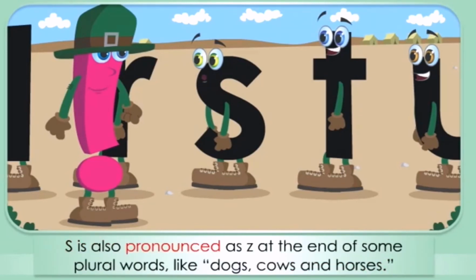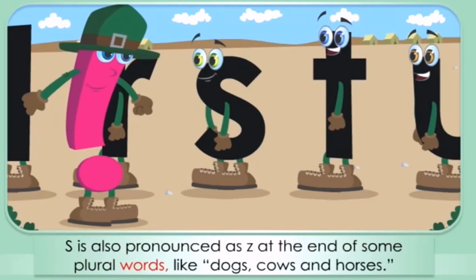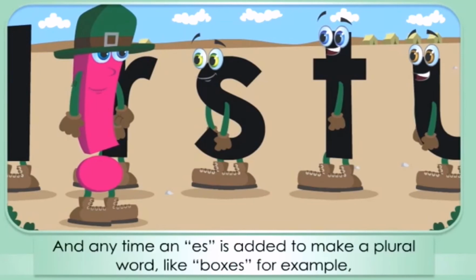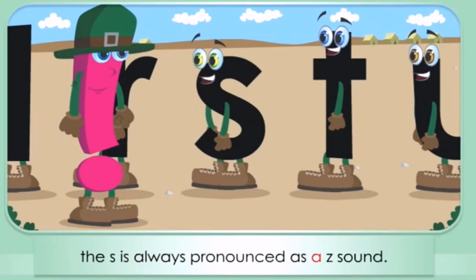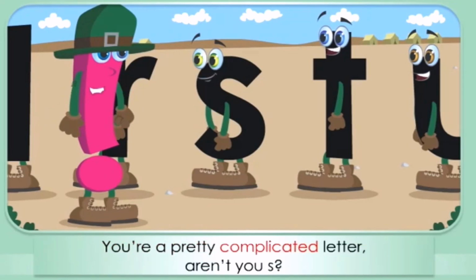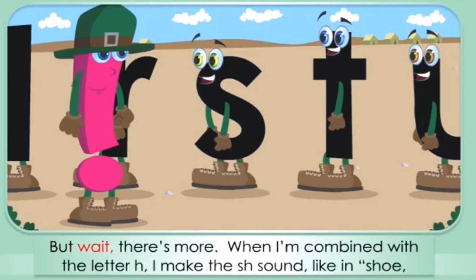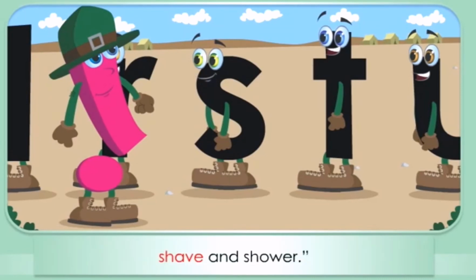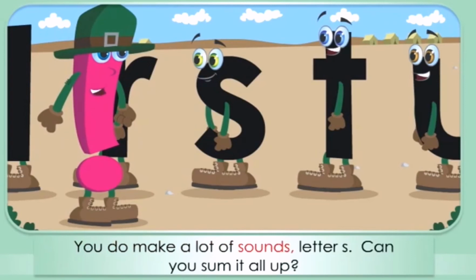S is also pronounced as Z at the end of some plural words, like dogs, cows, and horses, but not cats. Cats has an S sound at the end. Okay. And any time an ES is added to make a plural word like boxes, for example, the S is always pronounced as a Z sound. You're a pretty complicated letter, aren't you, S? But wait, there's more. When I'm combined with the letter H, I make the sh sound, like in shoe, shave, and shower. You do make a lot of sounds, letter S.